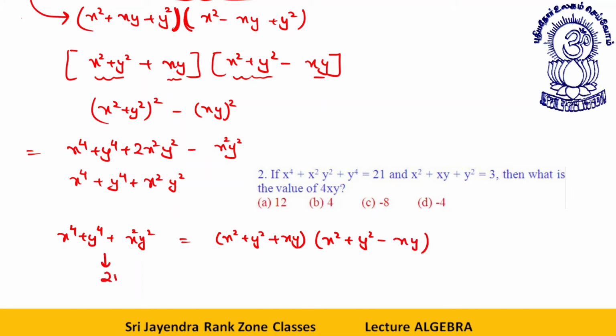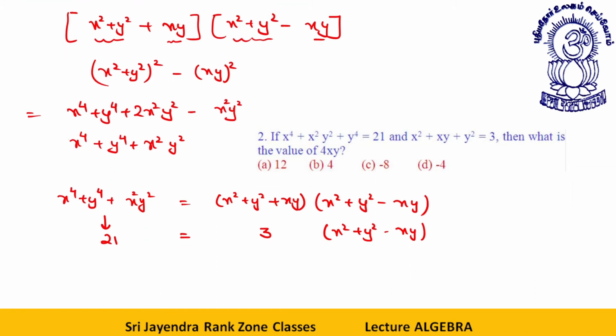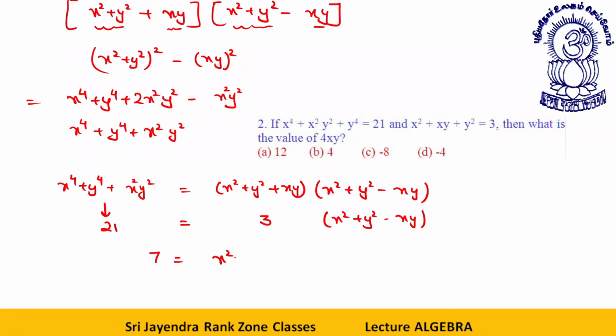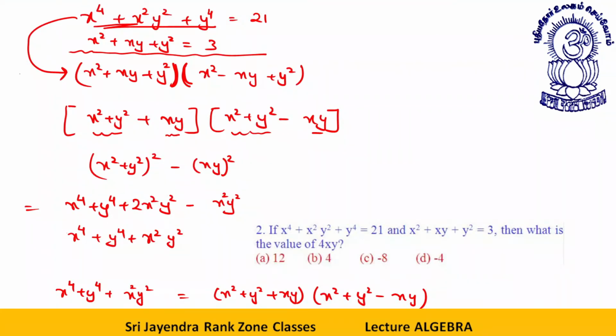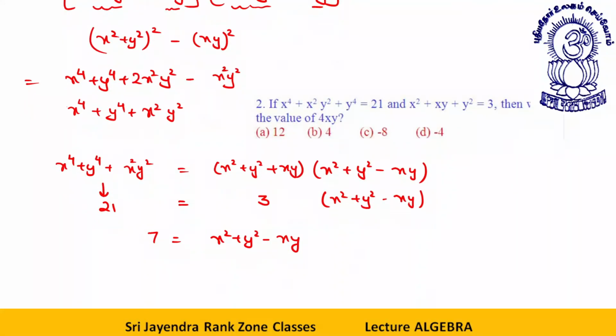Now if I put the values, this is 21, this is 3, this value I need to find. So from here what do I get? 7 is equal to x² + y² − xy. Now what do I have? I have x² + y² − xy is equal to 7, and x² + y² + xy is equal to 3.